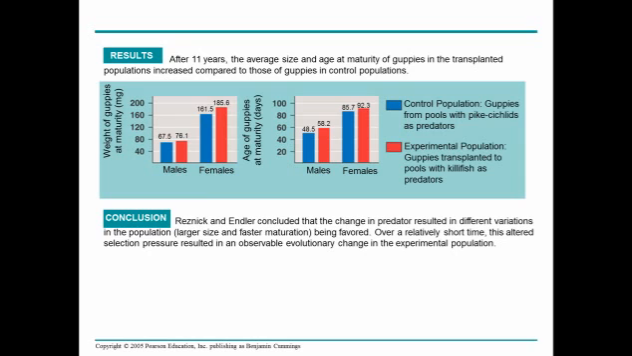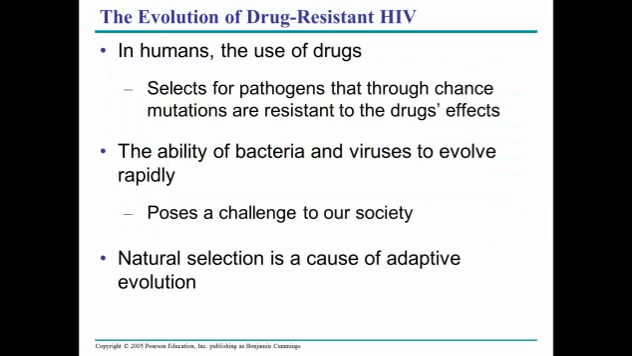And this is what you see after their research. You don't have to memorize the data in any way. But they concluded that the change in a predator resulted in different variations in the population that were being favored. Bigger earlier means more likely to survive and have babies.